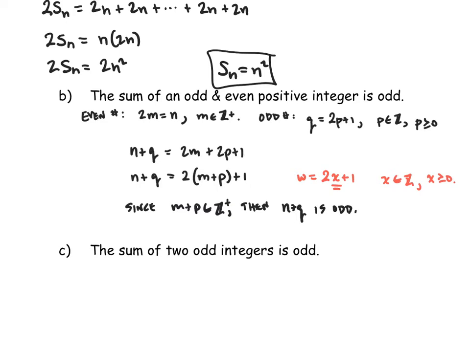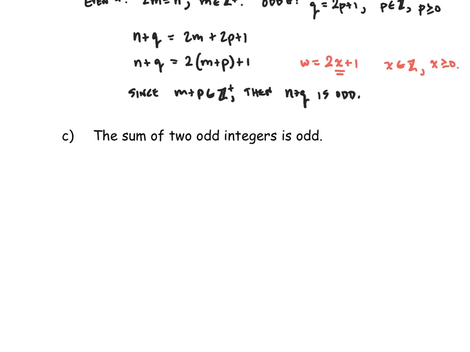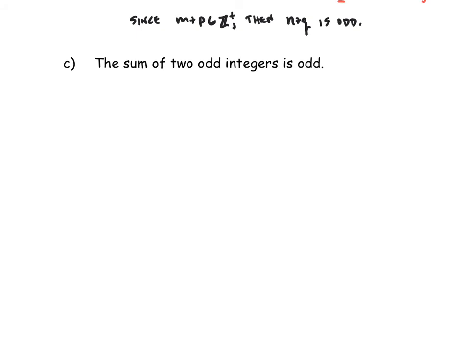Okay, let's look at part C. The sum of two odd integers, I actually made a mistake here. I need to change this on my notes, is even.